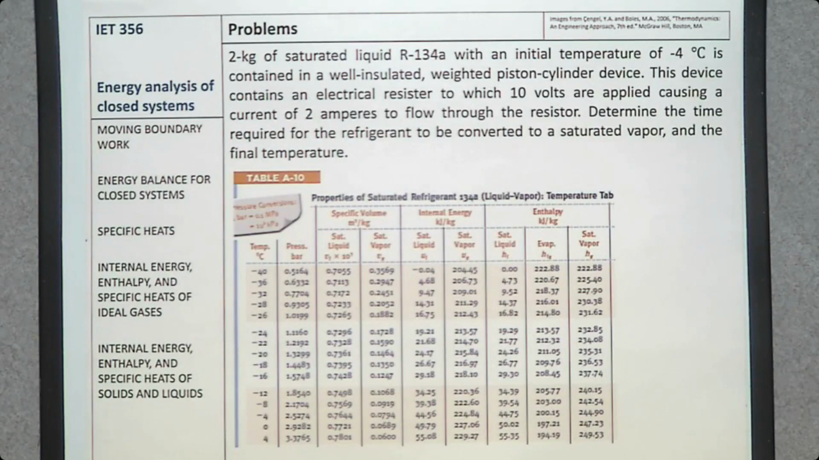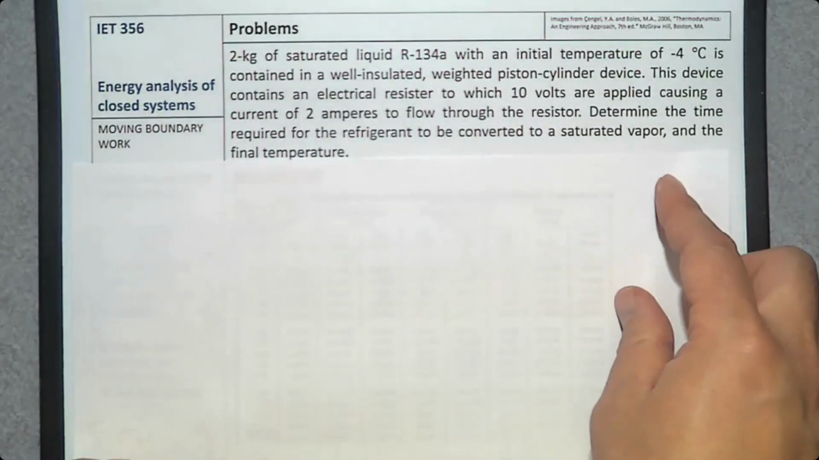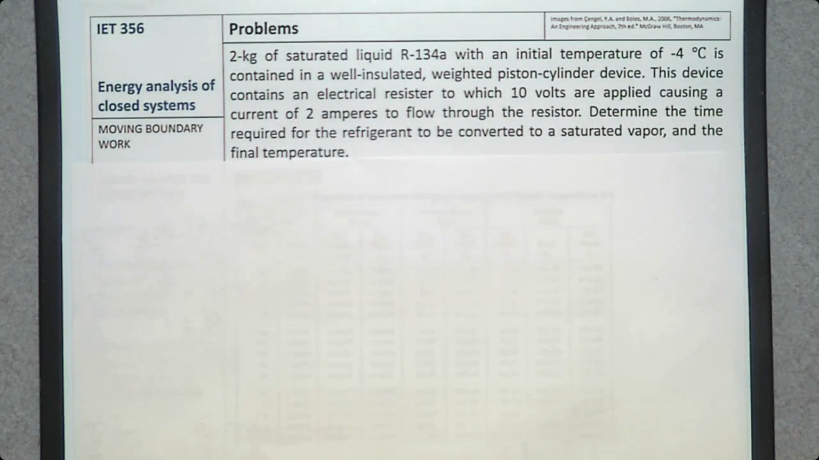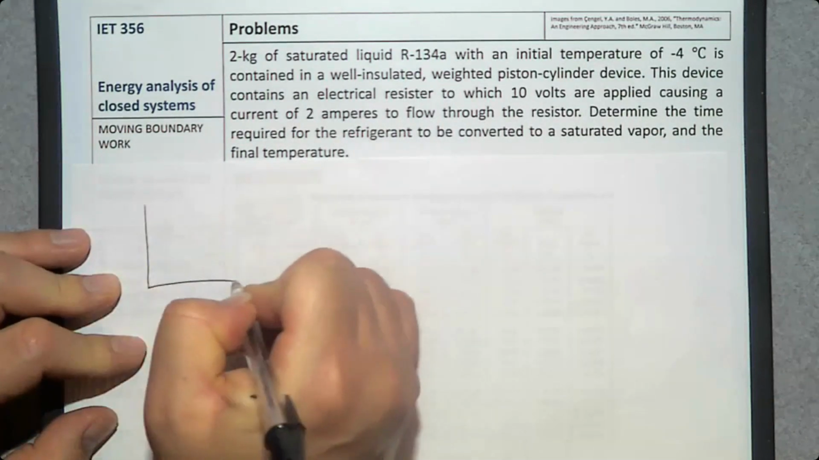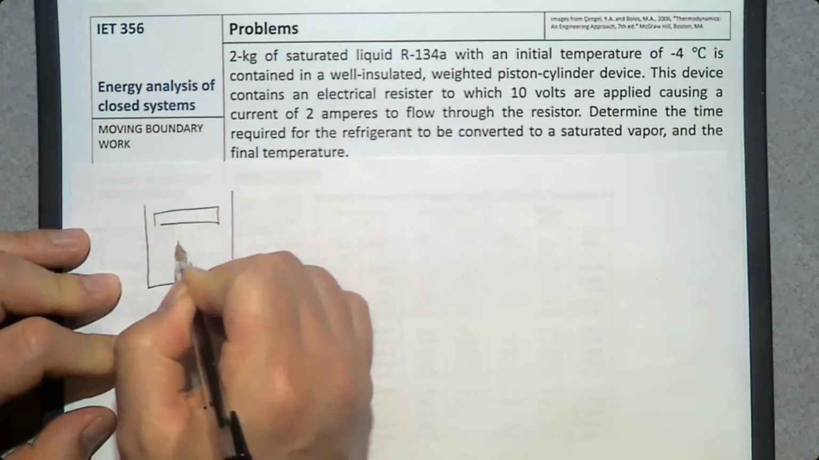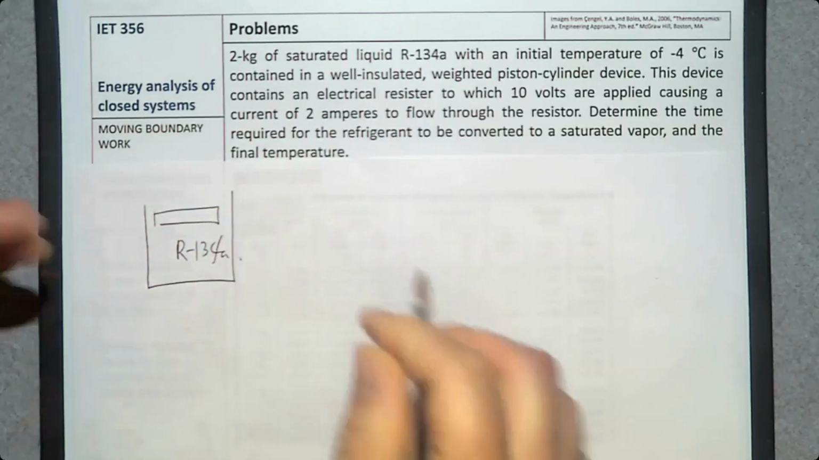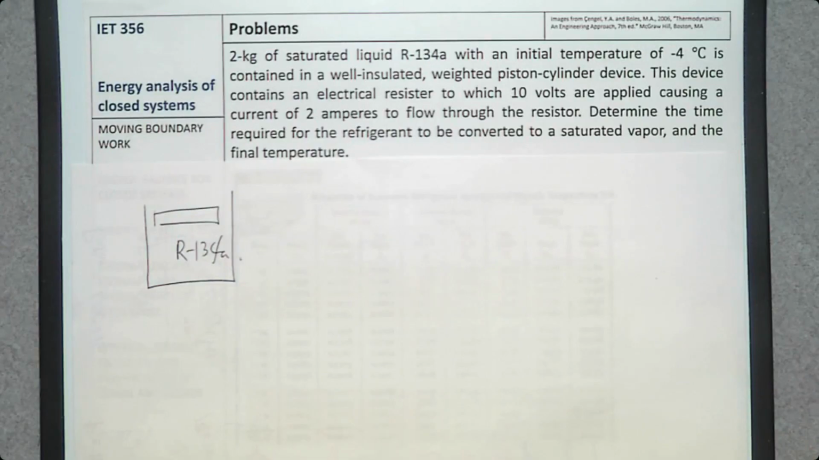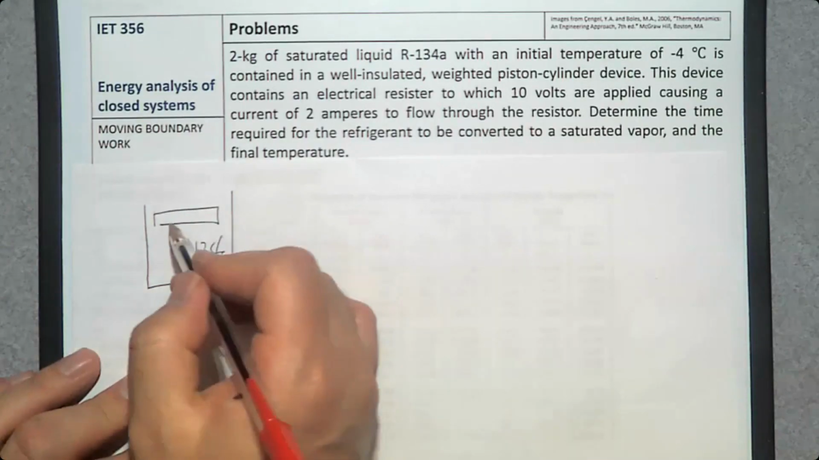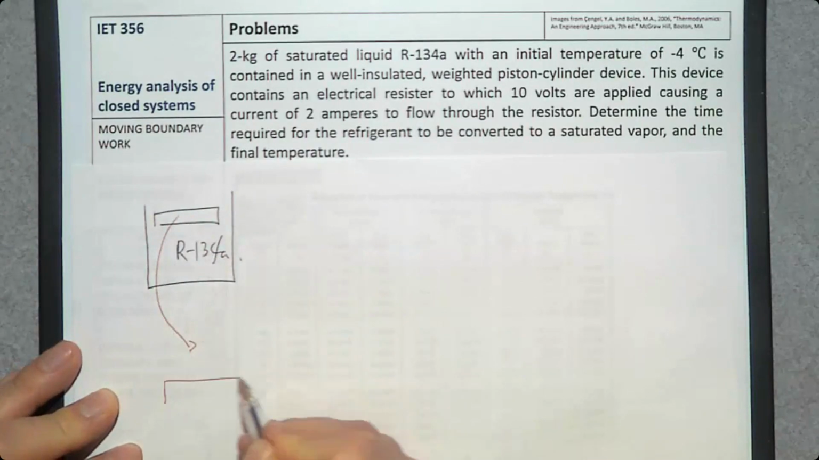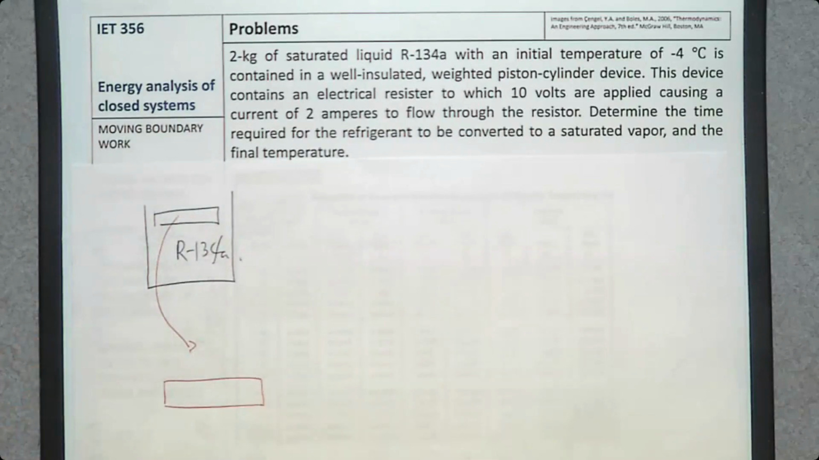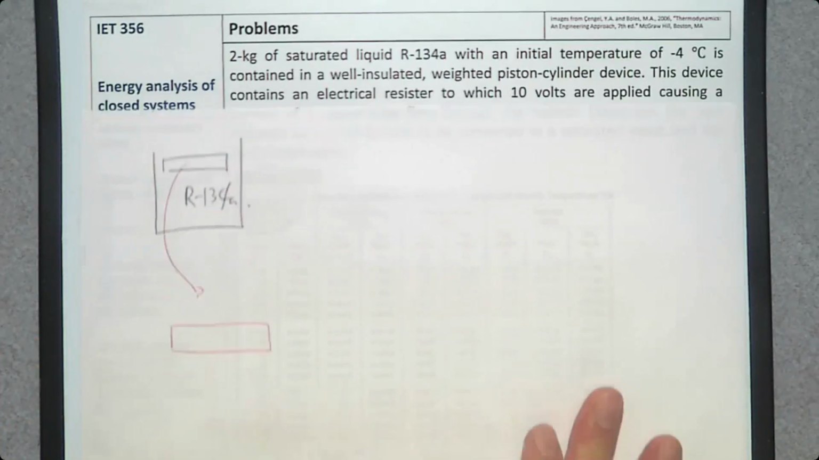Okay, so we have 2 kilograms of saturated liquid R134A in a well-insulated, weighted piston cylinder device. What does it mean? We have R134A in a weighted piston cylinder device. Then we can do a force analysis on this piston. So what kind of forces are acting on this piston?